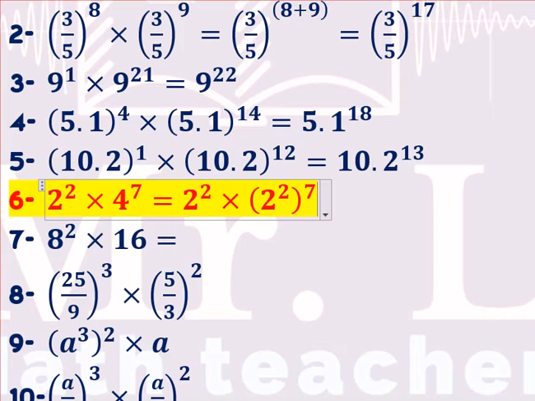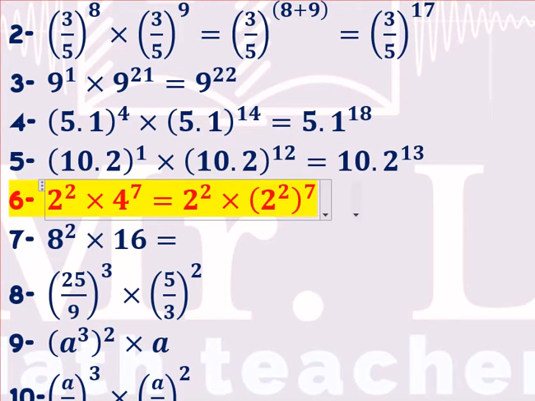Why is this correct? Because guys, look, 2^2 is equal to 4. So here I didn't change the value, I changed the form. And this is a golden rule in math: you can always change the form but not the value. So 4 is the same as 2^2.